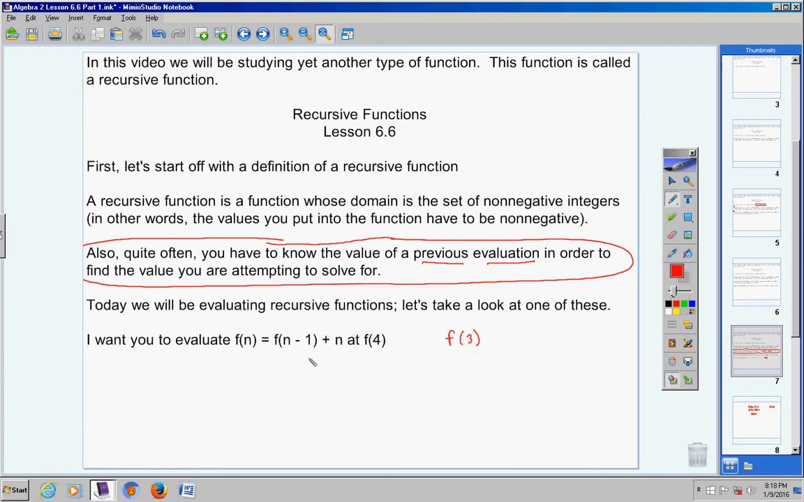Everywhere there's an n, I'm going to put a 3. So put a 3 here, and a 3 here. So 3 minus 1 is 2. That's not going to help, guys, look. Now I have to know what f of 2 is. So the bottom line is this. There's no way we're going to evaluate this function at f of 4 unless I give you some more information. You have to know one of the previous evaluations in order to solve this function at 4.